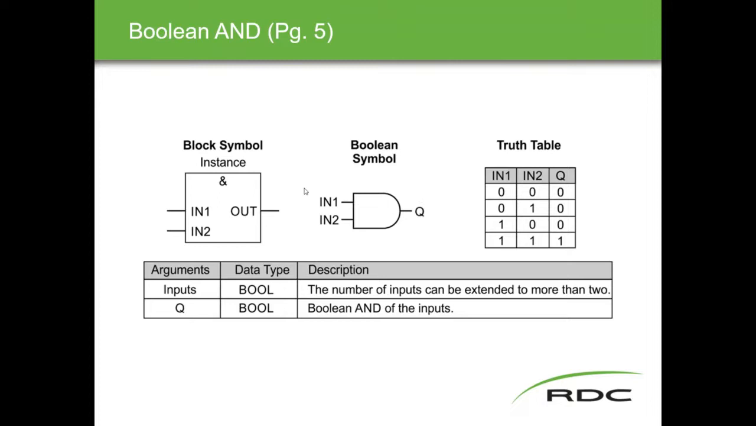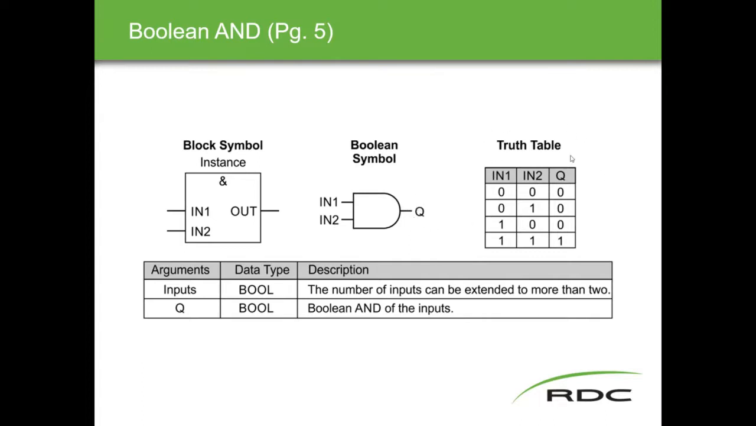So again, we're just touching on it. This stuff you know. We're just showing you the blocks, the function, and how the block works, and then we'll compare it to ladder diagram, and you're just going to go, okay, I get it, it totally makes sense. So basically, for an AND symbol, input one and input two have to be true in order for Q to also be true.